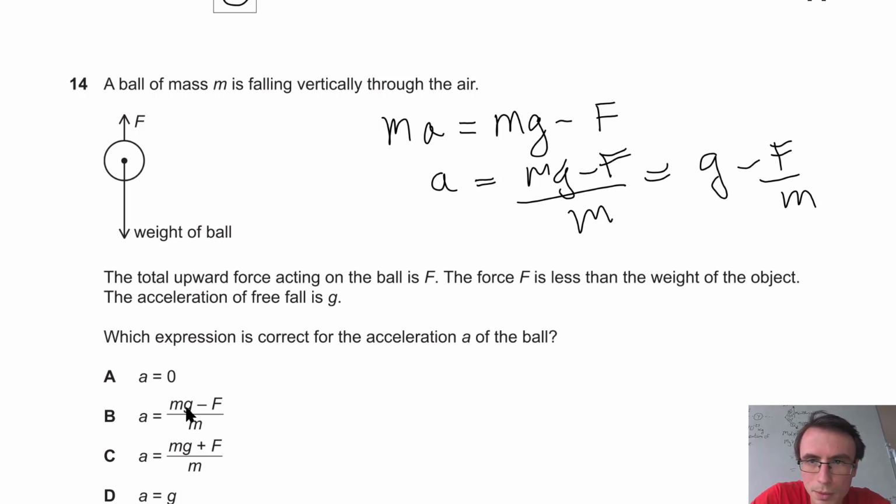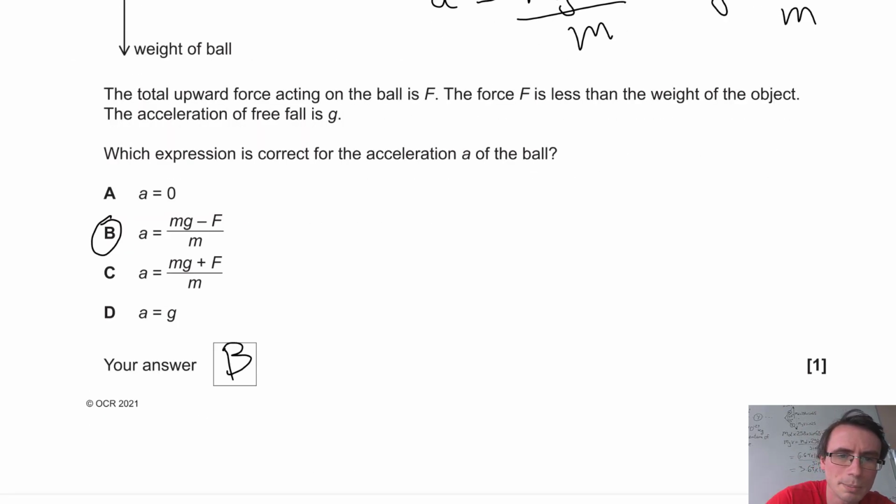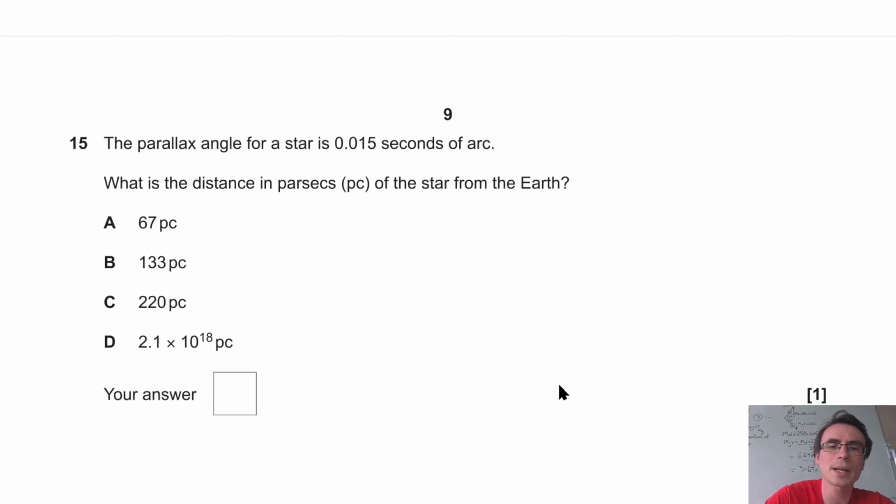Okay, mg minus F divided by m. So this corresponds to this one. Correct answer is B. Okay, and then the last one: the parallax angle of a star is 0.015 seconds of an arc, or arc seconds. What is the distance in parsecs of the star as seen from Earth?